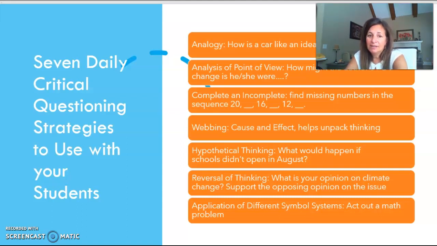And the last one is application of different symbol systems. This one I think is the most fun, like having the kids act out a math problem. This really helps, they say especially boys or visual learners, because they get to step outside their comfort zone and start thinking of ways that they can transform the idea. And arts integration is a great way to build that.